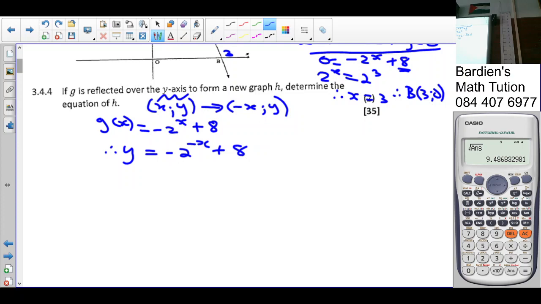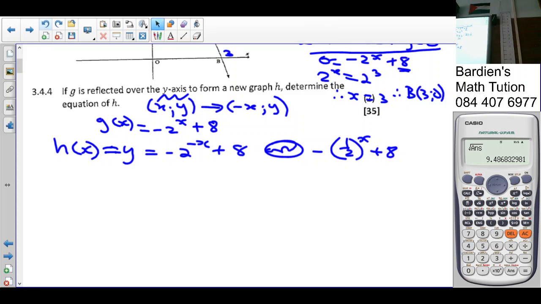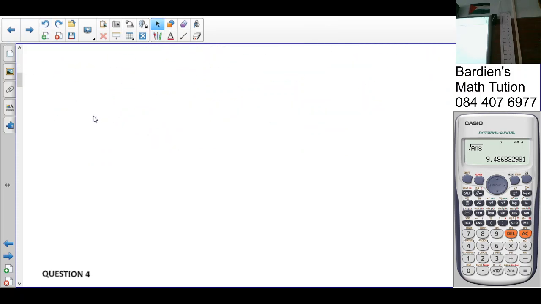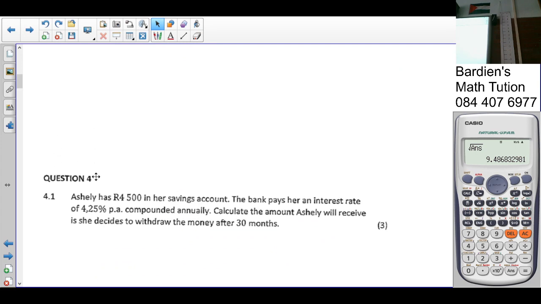It could have been written as negative half raised to the x plus 8 because of the negative exponent. But do I have to write it like that? No. We are also told G is reflected over the y-axis to form the new graph H. So this is the equation of h of x. Not so? Any confusion? No. So this basically brings us to the end of question 3. Let's look at question 4.